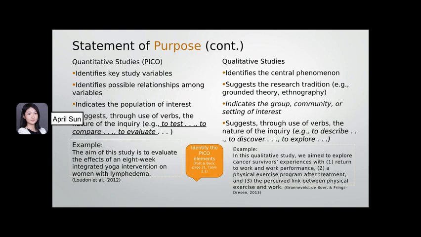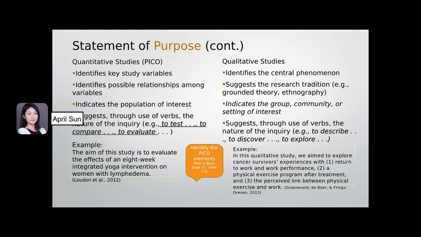In a statement of purpose, identification of key study variables, indications for the population of interest, and identification of the possible relationships among the variables are included for a quantitative study, which means all of the elements of a PICO are included. For a qualitative study, the statement of purpose would include a suggestion for the research tradition, which we will introduce in the next module. Here I provide two examples of a statement of purpose for a quantitative and a qualitative study. Please identify the PICO or PIO elements.